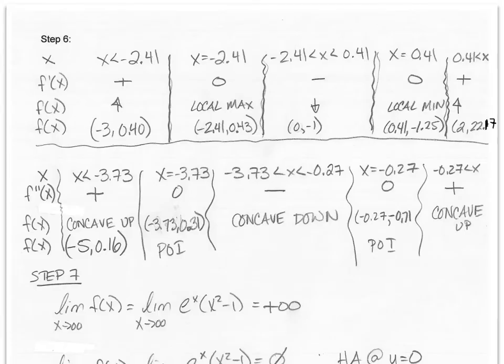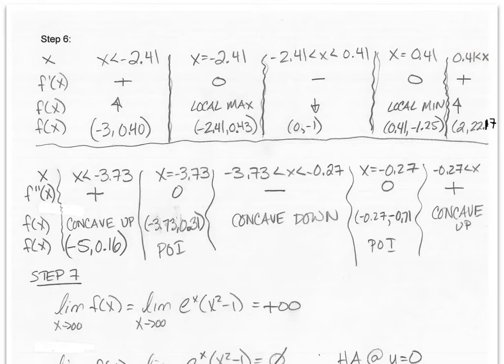Okay, so if you take a look back at step 4, for the first derivative test, we found that there was a horizontal slope at x equal to negative 2.41 and 0.41. So we're going to put those values in our chart. There's the negative 2.41 and there's the 0.41, and then we have to look at all the intervals on either side of that. So we got x less than negative 2.41, between negative 2.41 and 0.41, and then the other side where x is bigger than 0.41.